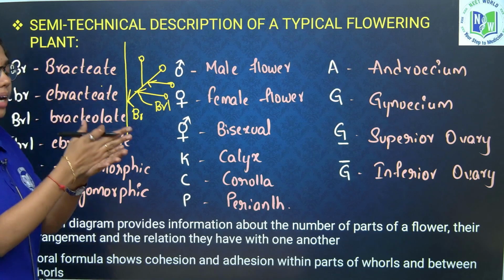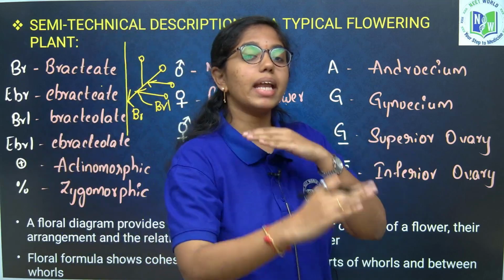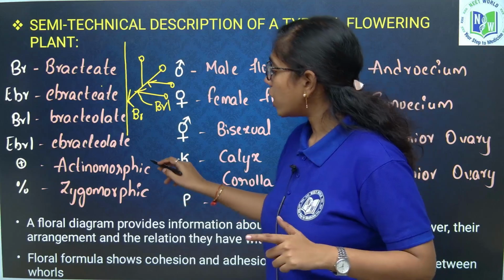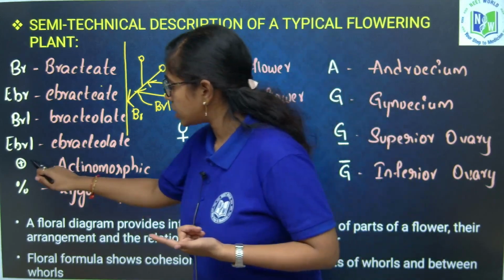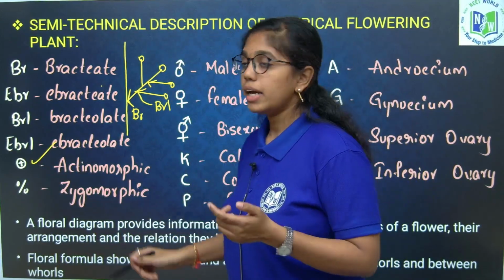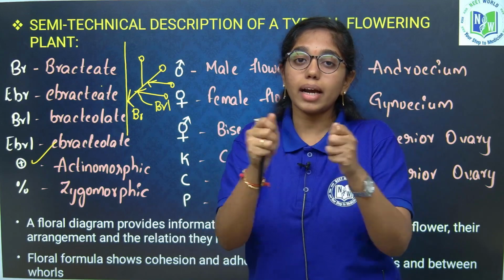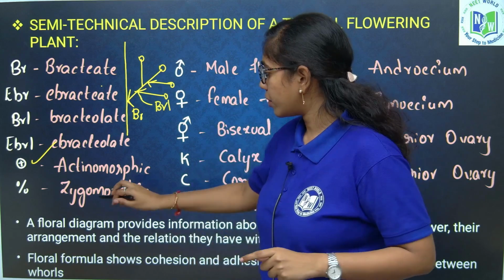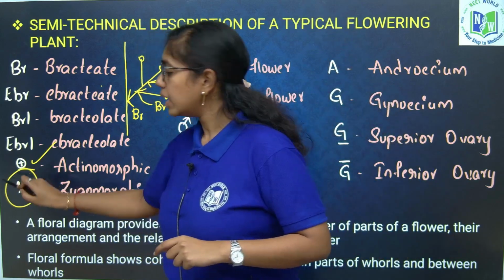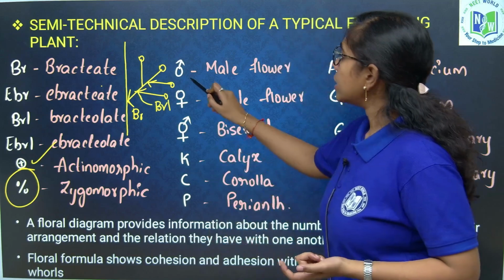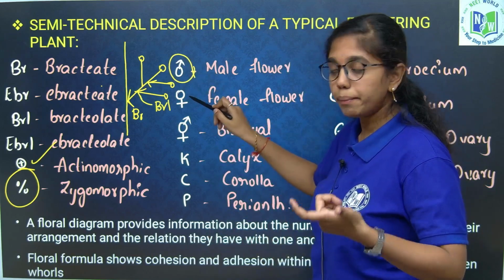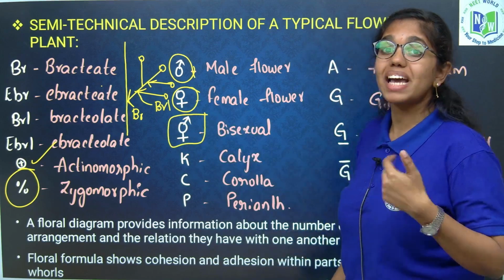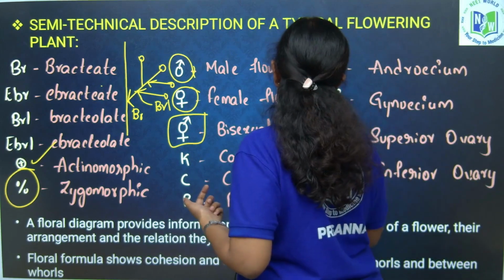If you can divide the flower into two equal halves by any radial plane, it is radial symmetry, called actinomorphic, and this is the symbol you use for it. If you can cut the flower into two equal halves by only a single plane, it is bilateral symmetry, zygomorphic. This is the symbol for it. This is the symbol for a male flower, only male flower. This is for a female flower, and this is the symbol for a bisexual flower.